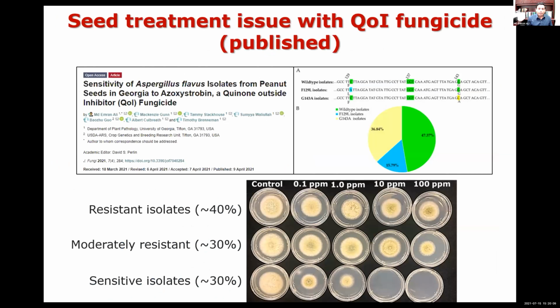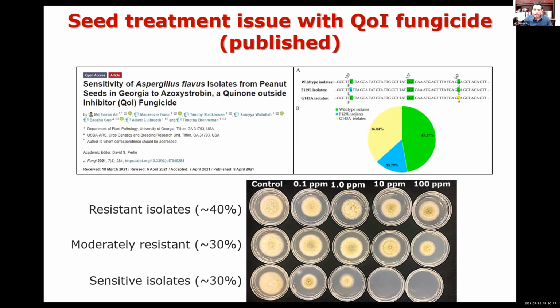Before going there, I'd like to give you a brief outline of what we did last year and already got published. We studied the QoI fungicide, especially azoxystrobin. So why did Dynasty fail? We tried to understand that reason. As you can see in this photograph, we tested in vitro sensitivity of all 104 isolates, and we saw almost highly resistant and moderately resistant, almost 70% of isolates still growing at 100 ppm. So there definitely is a problem going on.